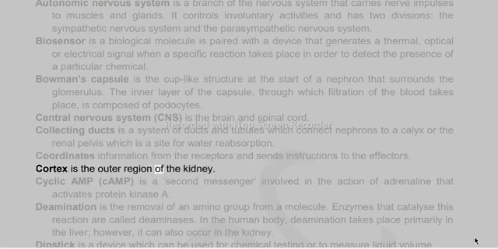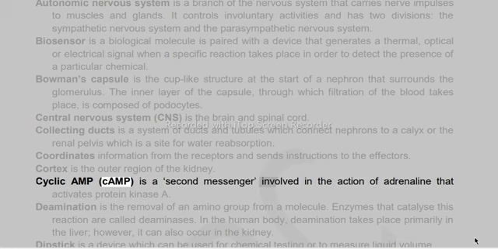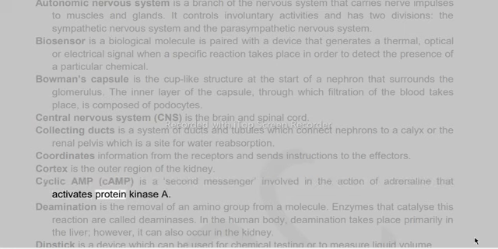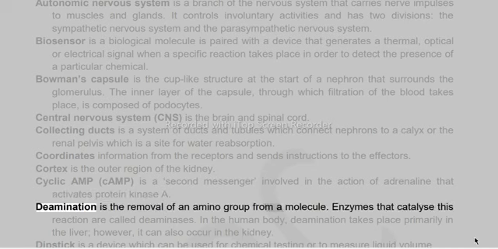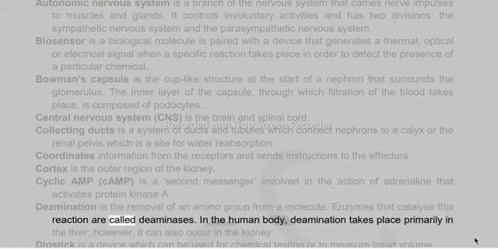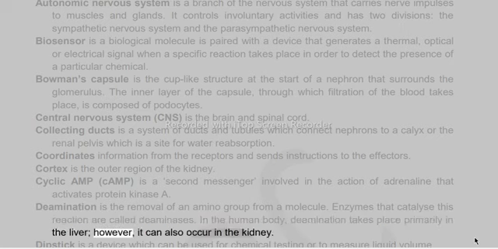Cortex is the outer region of the kidney. Cyclic AMP, cAMP, is a second messenger involved in the action of adrenaline that activates protein kinase A. Deamination is the removal of an amino group from a molecule. Enzymes that catalyze this reaction are called deaminases. In the human body, deamination takes place primarily in the liver, however, it can also occur in the kidney.